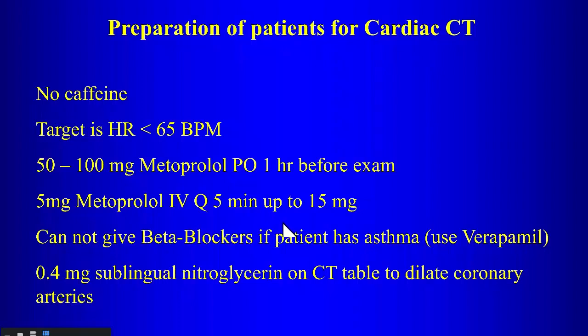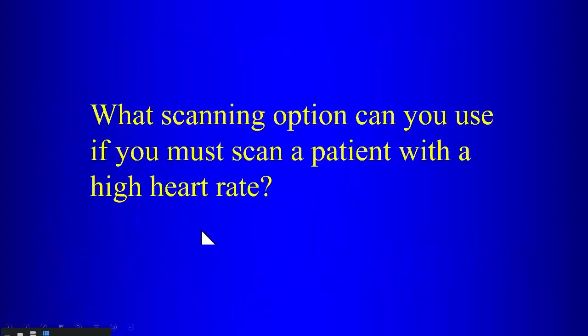And if there's a contraindication to beta blockers, if the patient has asthma, they can be given verapamil to try to slow down the heart rate. Another thing that we can also do is give sublingual nitroglycerin while the patient is on the table to dilate the coronary arteries. So that will help get better images of the coronary arteries.